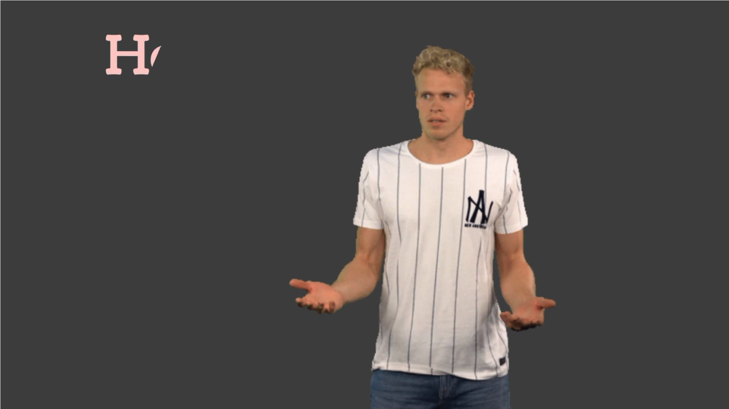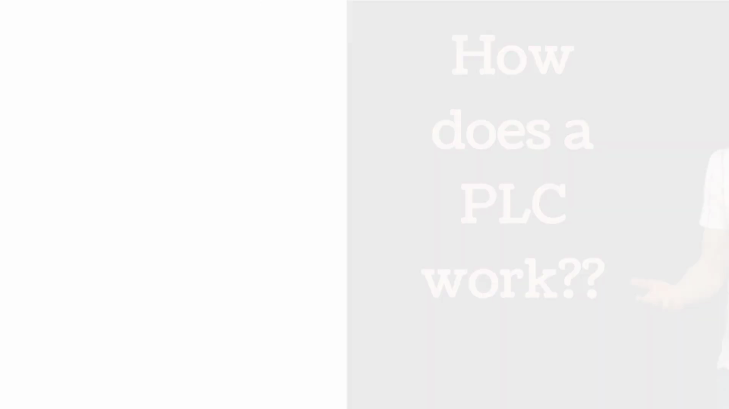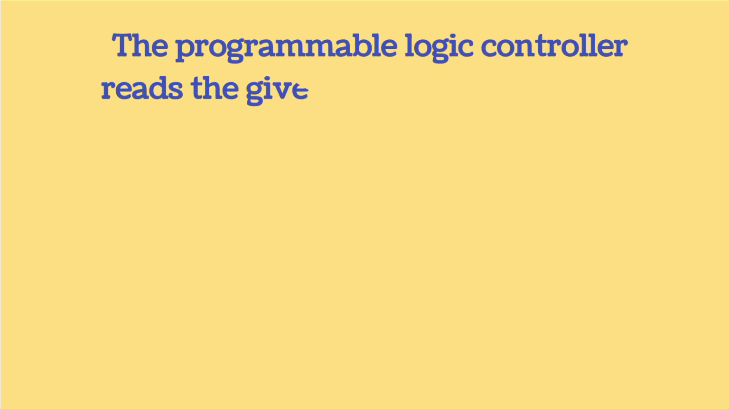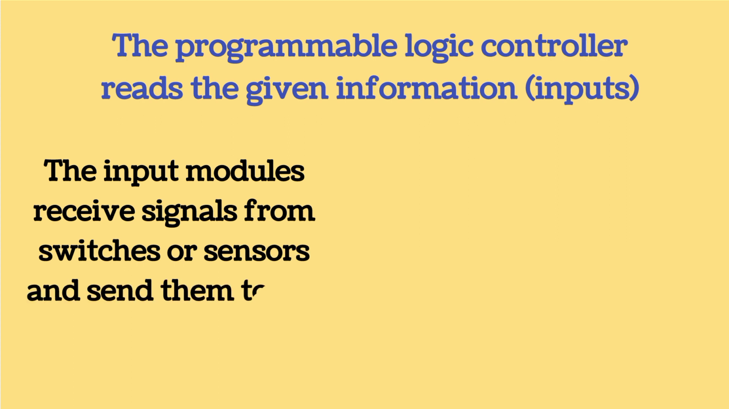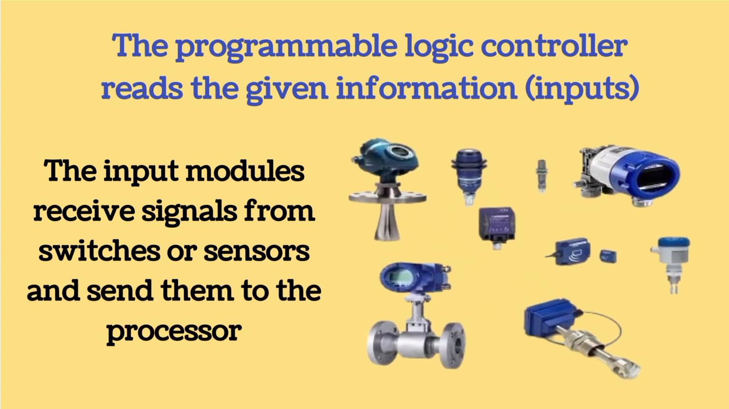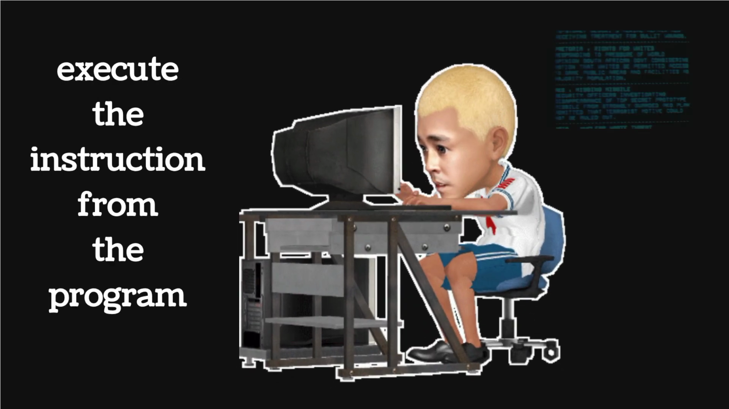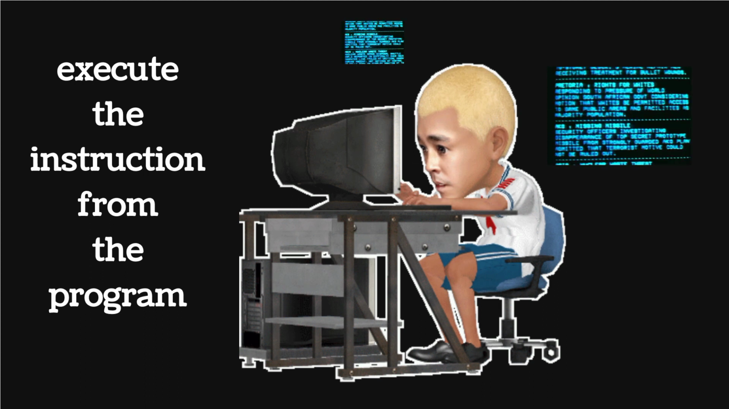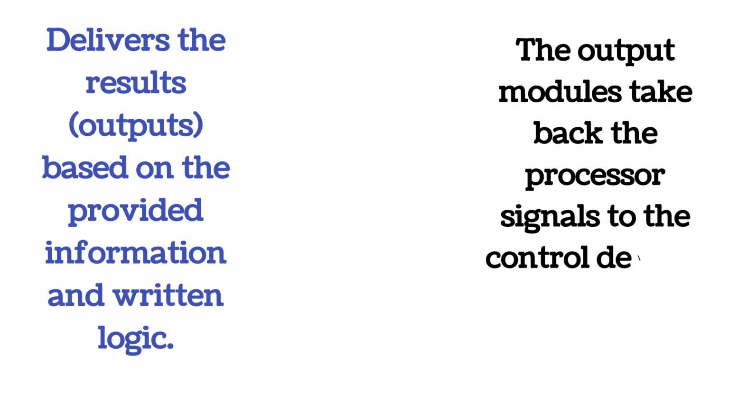Now we will discuss how does a PLC work. The programmable logic controller reads the given information or inputs from the input modules, receives signals from switches or sensors and sends them to the processor. PLC executes the instructions from the program. PLC then delivers the results or outputs based on the provided information and written logic. The output modules take back the processor signals to the control devices like relays or motor starters.